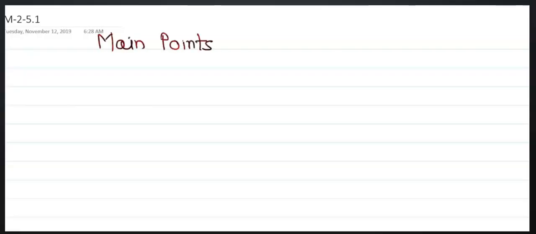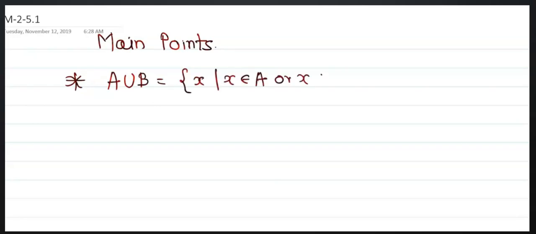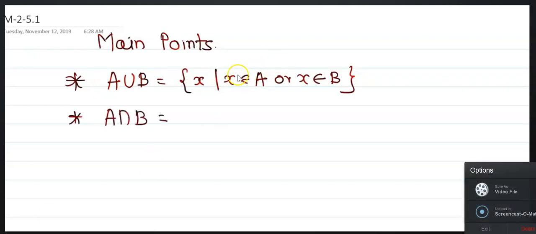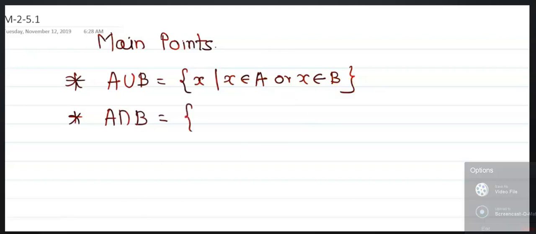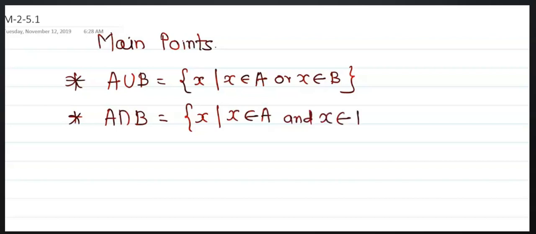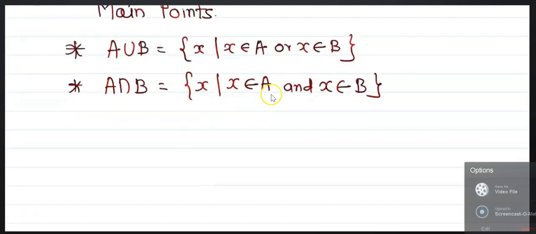Hello student, now we'll start the new chapter, sets and relations. The first is A union B is equal to {x such that x belongs to A or x belongs to B}. Now the next, A intersection B is equal to {x such that x belongs to A and x belongs to B}.